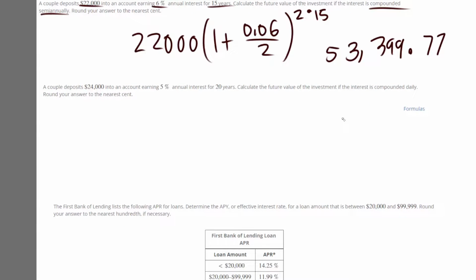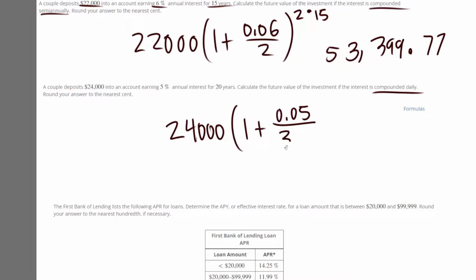So a couple deposits $24,000 into an account earning 5% annual interest for 20 years. Calculate the future value of the investment if the interest is compounded daily. So we have our keyword here, compounded daily. So our principal is $24,000 times 1 plus 0.05 divided by 365, because it's compounded daily, to the 365 times 20.